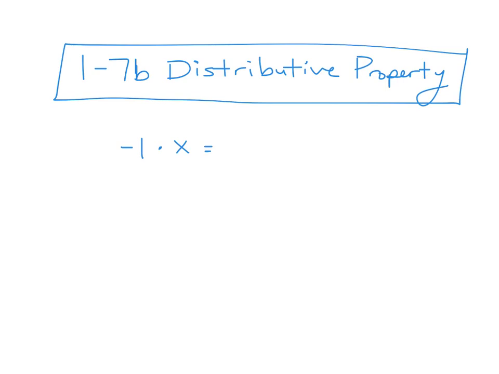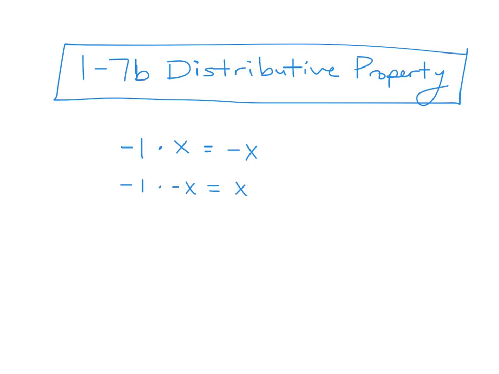So if I do -1 times x, I get a negative x, okay? If I do a -1 times a negative x, I get a positive x, right? -1 times a negative x, now it's going to be positive. So when you multiply something by a -1, everything becomes the opposite of what it was, okay?